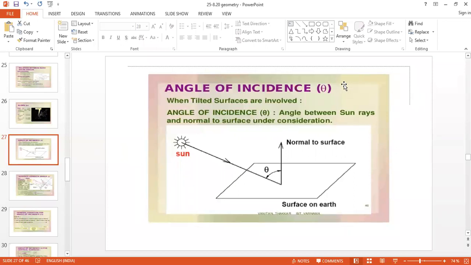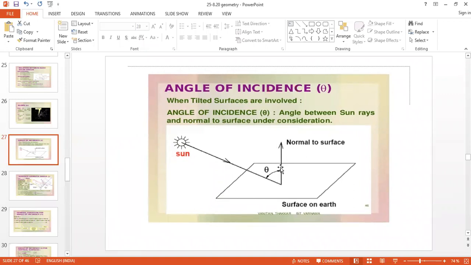It is denoted by the letter theta. When tilted surfaces are involved, as seen in the figure, the angle of incidence is the angle between the sun's rays and the normal to the surface.